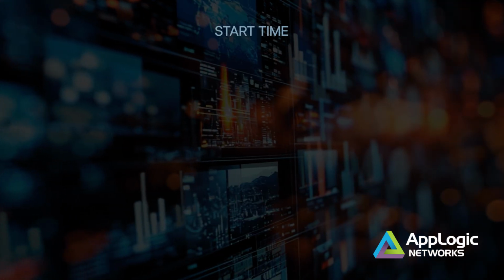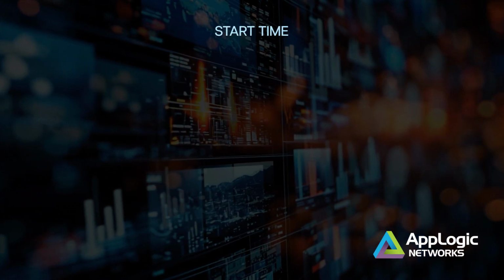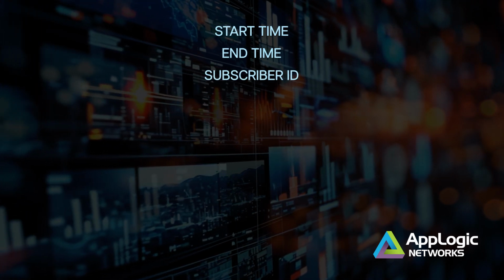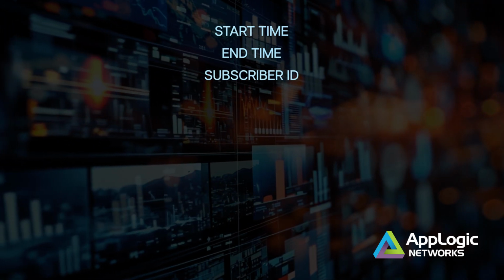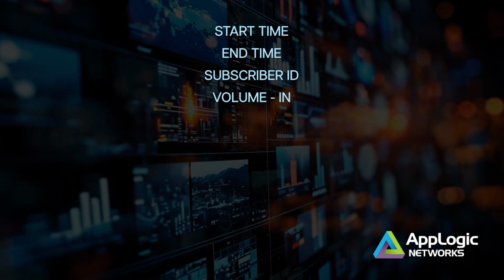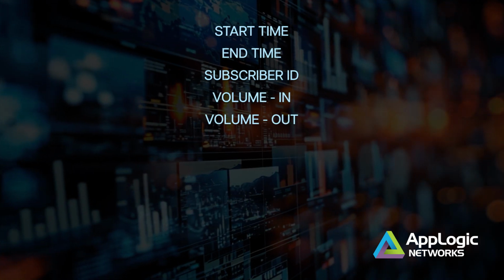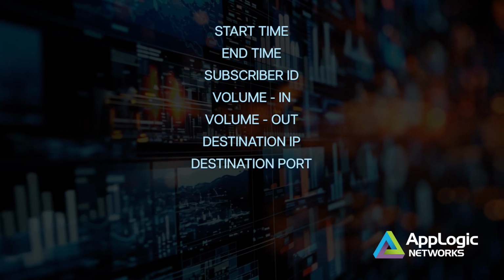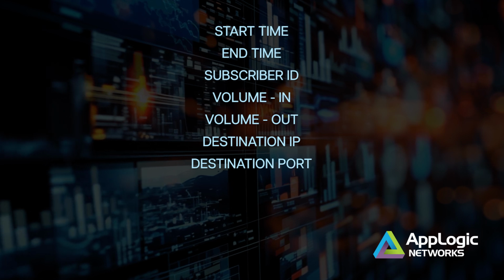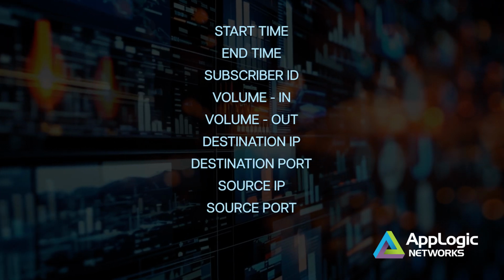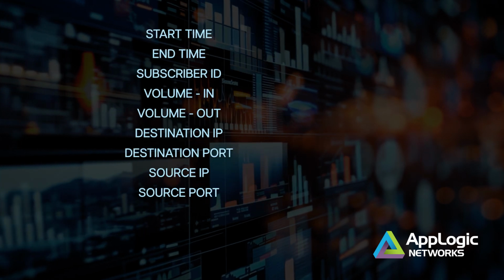In the flow data, we have fields. We have start time. We have end time. We have subscriber ID, MSISDN or similar. We have volume in, volume out. We have destination IP, destination port, source IP, source port, IP protocol. Those are the basic things.